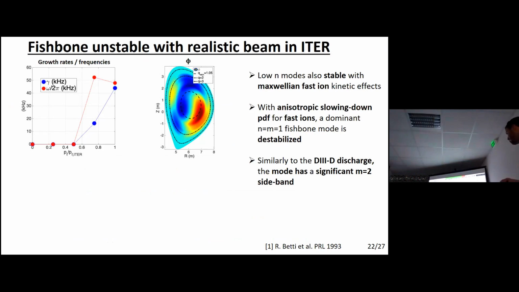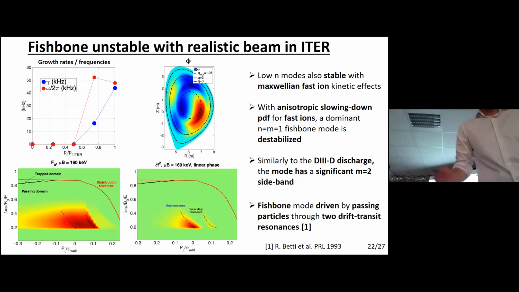The mode structure again is a strong n equals 1, but with a significant n equals 2 side band similar to DIII-D. In terms of linear resonances during the mode, for that case we have very few trapped particles, so it's mostly passing particles. Here you have the distribution. We have two different resonances that are driving the mode, with the main resonance here. Those two are of drift-transit type.